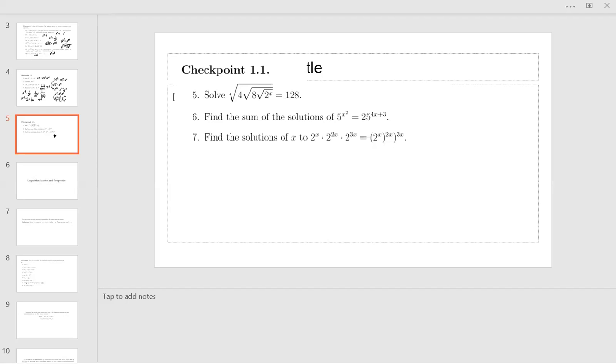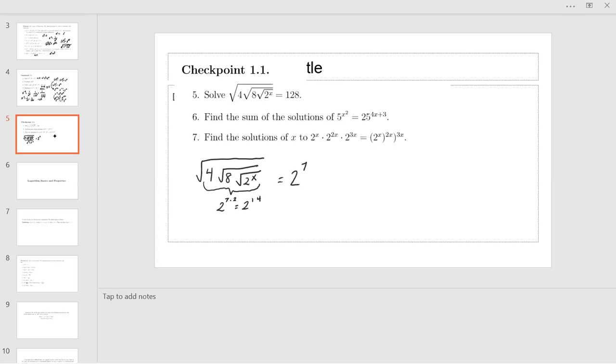Okay, so I'll start going over the solution to number 5 now. Basically we want to solve for x given this equation. We can notice that 128 is 2 to the 7. So if this is equal to 2 to the 7, then this part inside the square root has to be 2 to the 7 times 2, which is 2 to the 14.